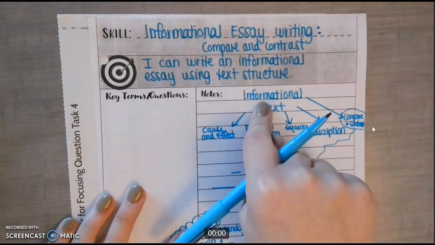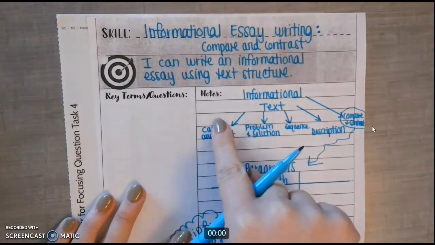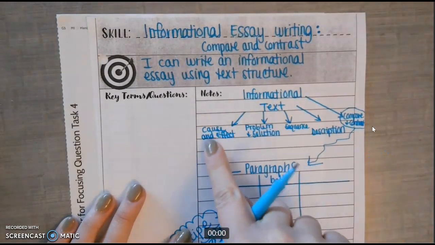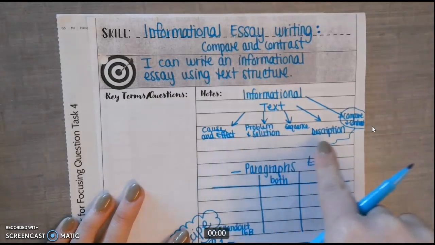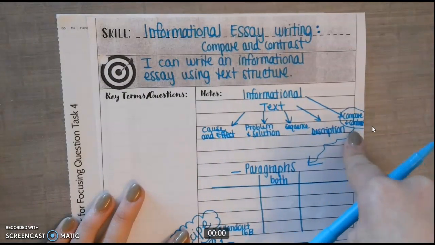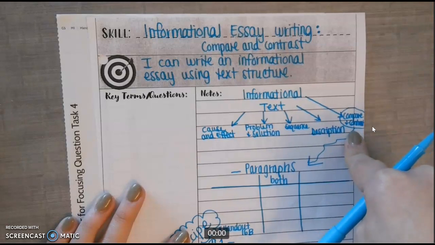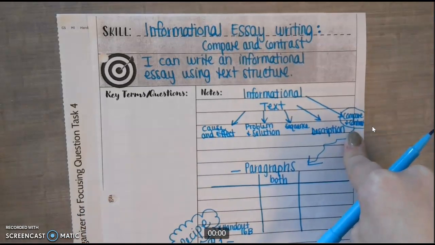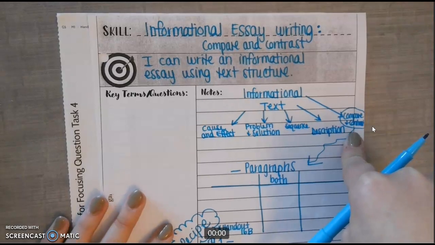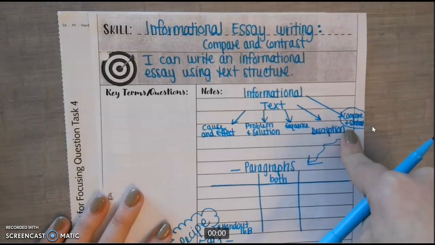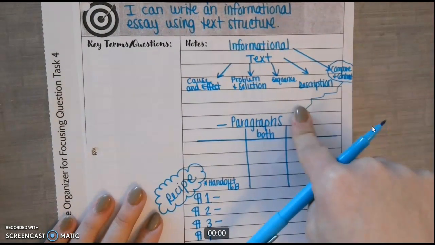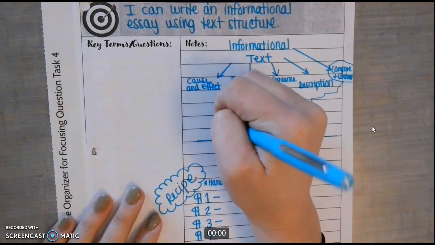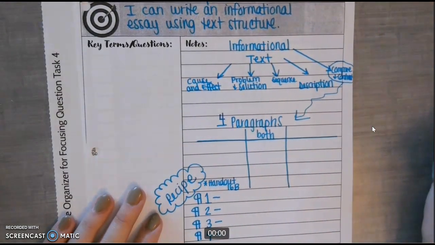Remember, informational text is organized in 5 different ways. Some authors use cause and effect, some use problem and solution, some use sequence, some use description, and some use compare and contrast. Today, we are the author, and anytime we're writing, we are the author. So I'm the author today, and I am going to choose to write compare and contrast. When I write a compare and contrast essay, I use 4 paragraphs.